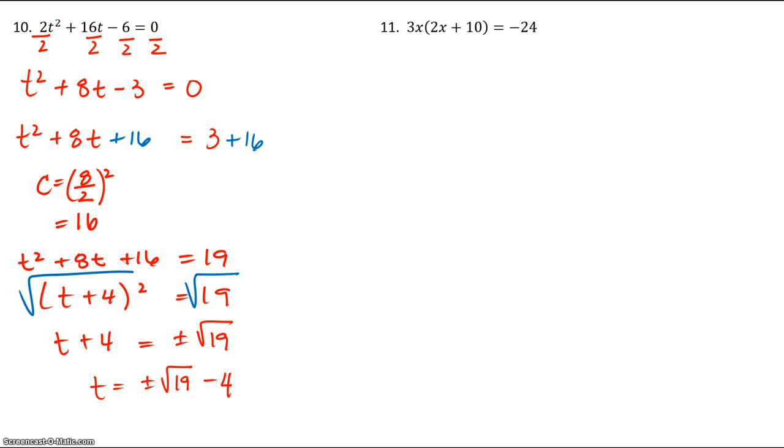Okay, let's try again. So let's take a look at 11. 11's got a bunch of things going on. First, it's not even in standard form, it's written as a product. So if you're thinking start by distributing, I agree. I get 6x squared plus 30x equals negative 24. Similar to where we started on 10, I have a leading coefficient. That's not a perfect square, so I want to get rid of it. Divide every term by 6.